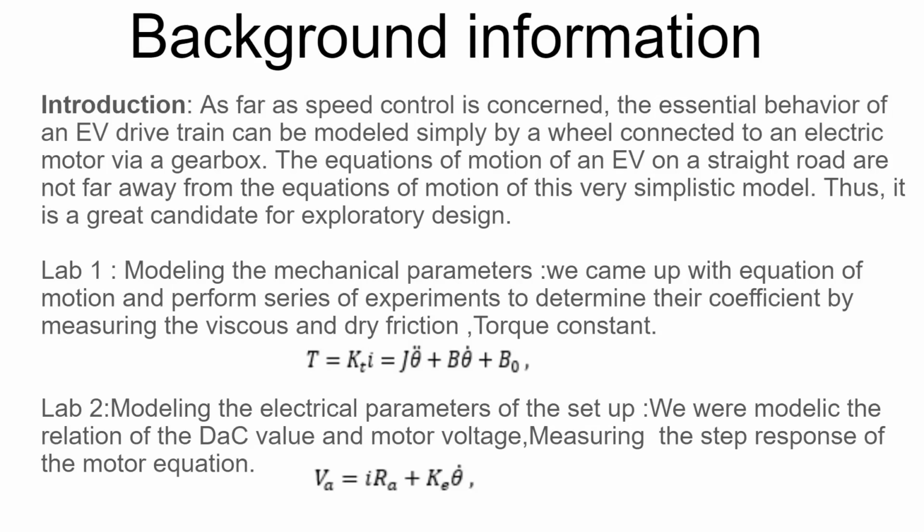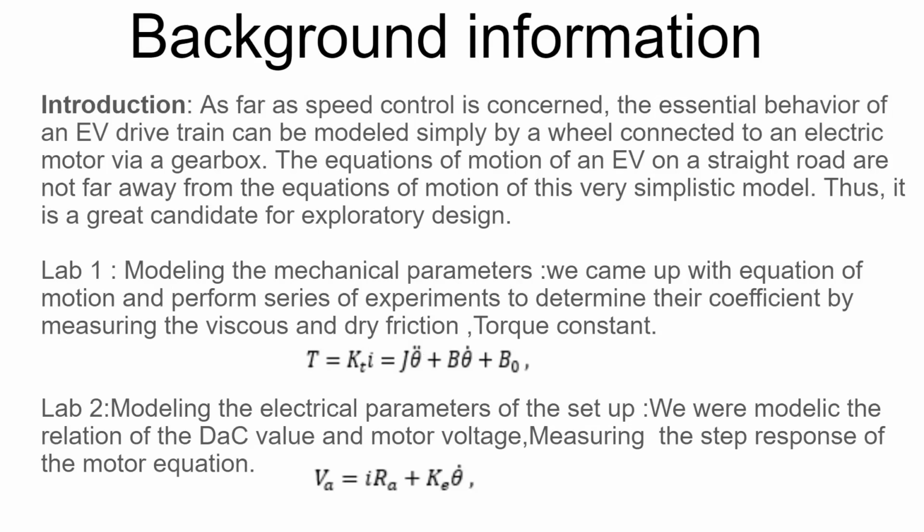We use the equations of motion of an electric vehicle on a straight road, and the equations of motion for that are a fairly simple model. And so using that, we are able to perform experiments on a rotating disk using angular velocity, and the angle traveled in a set amount of time. So for the first lab, we modeled the mechanical parameters, finding the coefficient of viscous and dry friction and the torque constant.